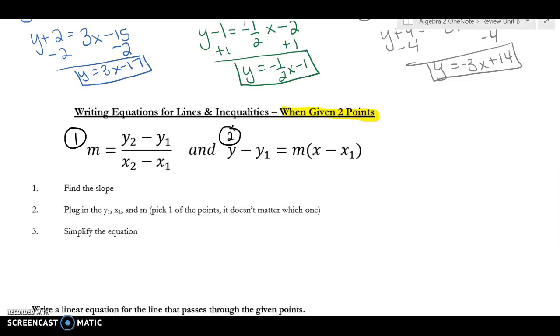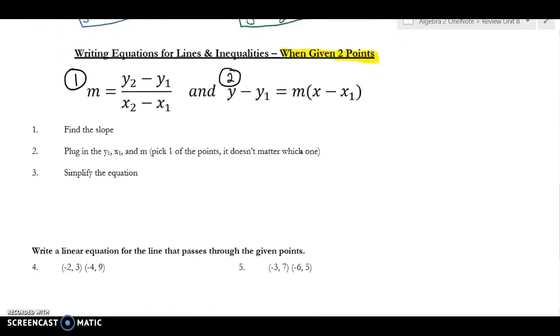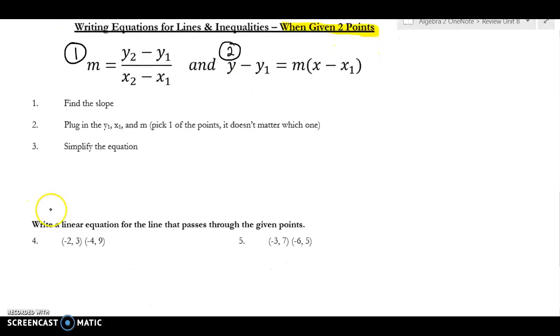Okay. When you go to the second step and you're picking one of the points to use, it doesn't matter which point you use, you'll get the same results. So let's scoot on here. And so I'm going to find my slope up above. So this is x1, y1, x2, y2. And so I'm using my first formula, my slope formula. So it'll be 9 minus 3 over negative 4 minus negative 2. So I get 6 over negative 2. So my slope for the first problem is negative 3.